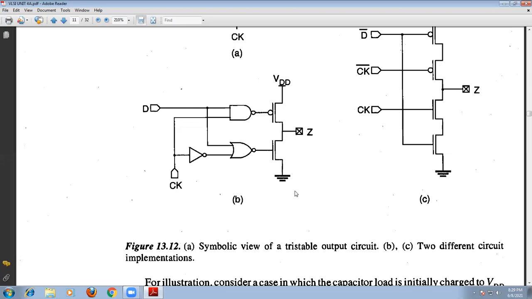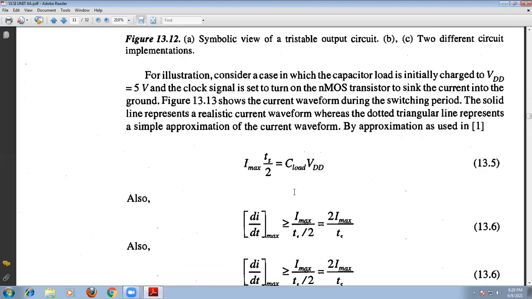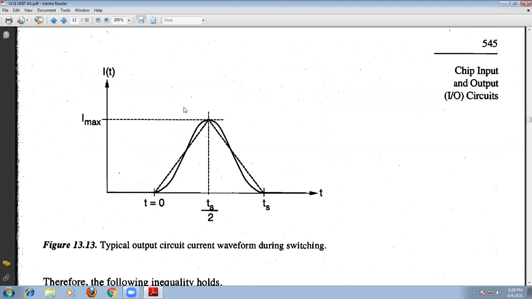Now let us consider the figure which shows the current waveform of this circuit during the switching period. So this is the typical output current waveform during the switching condition. During switching, we have two waveforms here. The solid waveform is the realistic waveform, and the other is the assumed waveform.